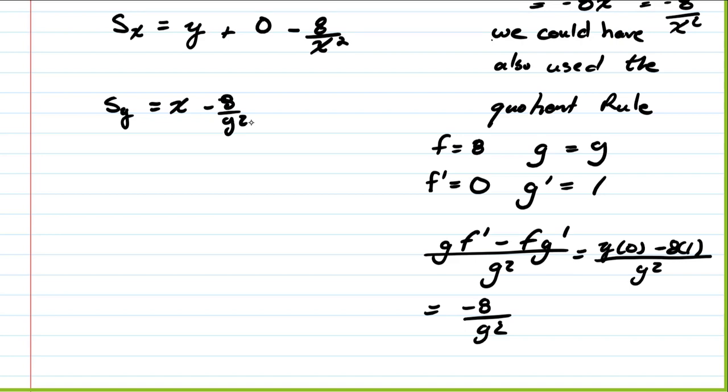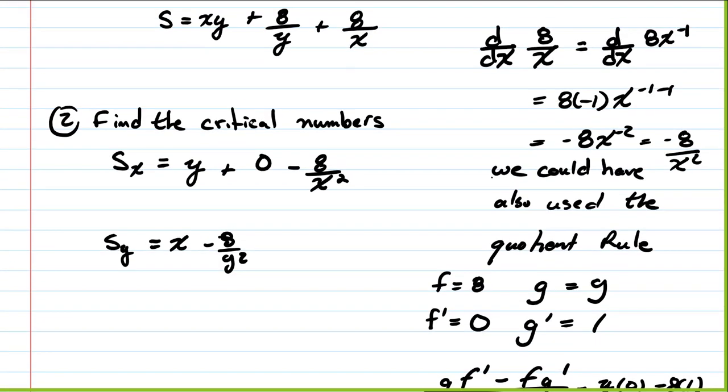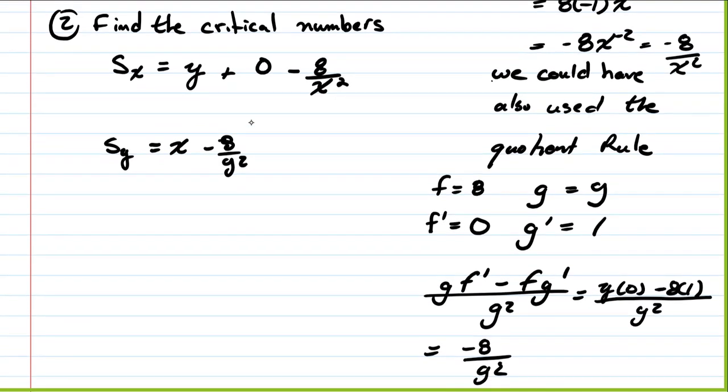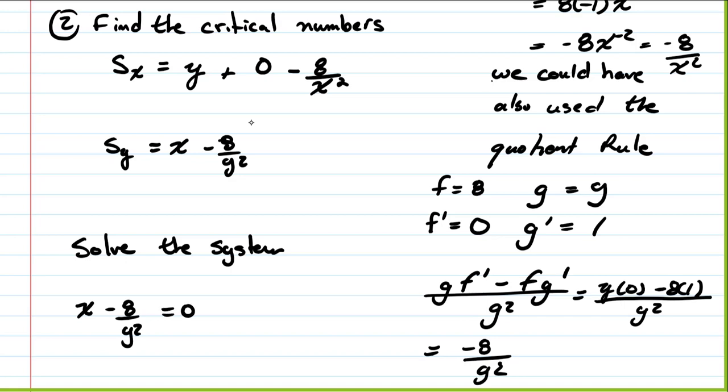which we'll note is the same thing we got for the other one for x, because 8 over y and 8 over x should have the same derivative, right? So whether we use the quotient rule or our exponent laws and the power rule, we get the same derivative either way. So we now have our two equations, so we need to solve the system of equations. We have x minus 8 over y squared is equal to 0, or y minus 8 over x squared is equal to 0.